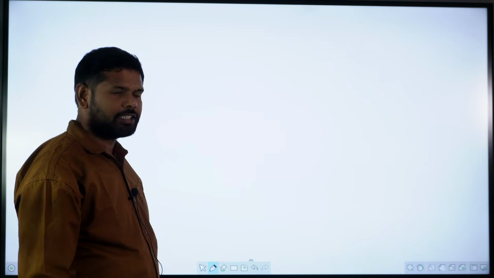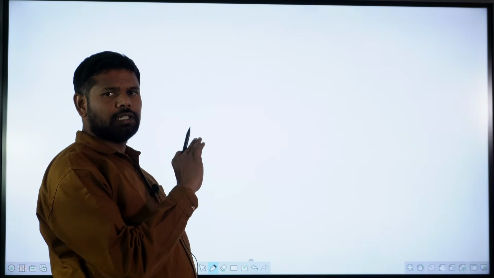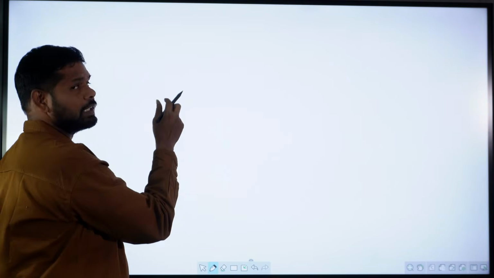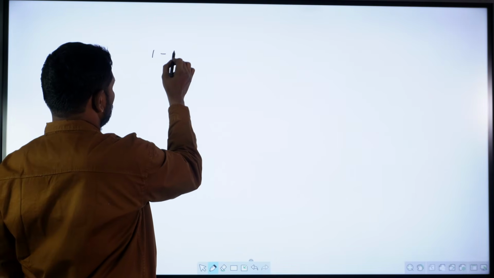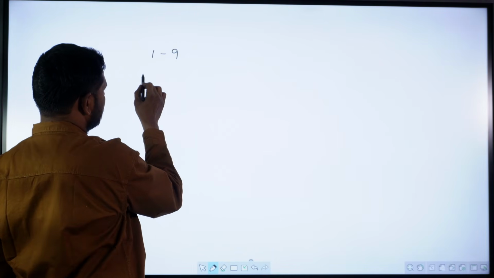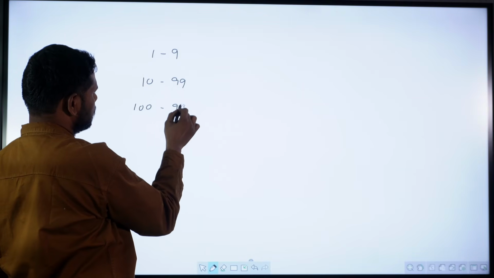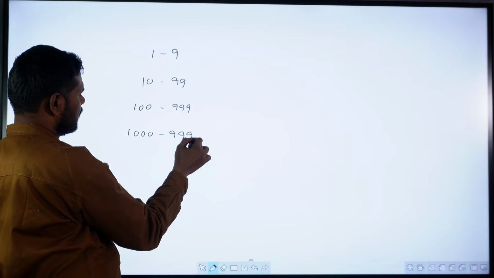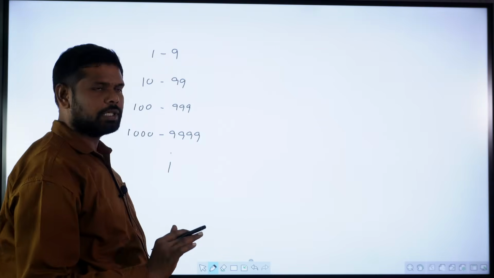Hello everyone. In the previous classes we discussed digits and types of numbers. Once again I recall that all single digit numbers are 1 to 9, two digit numbers are 10 to 99, three digit numbers are 100 to 999, four digit numbers are 1000 to 9999, like this. Why I am repeating this number of times? Because it is very important.